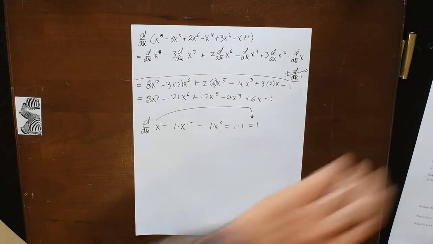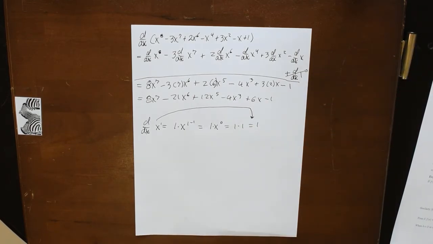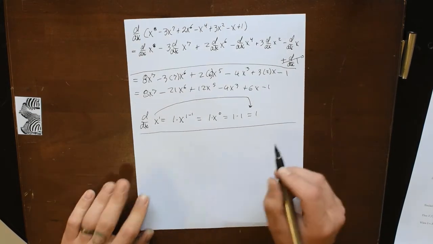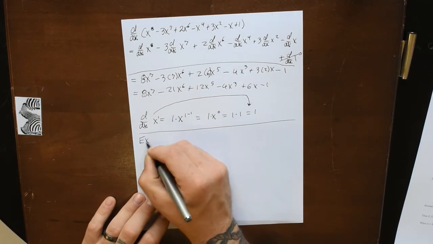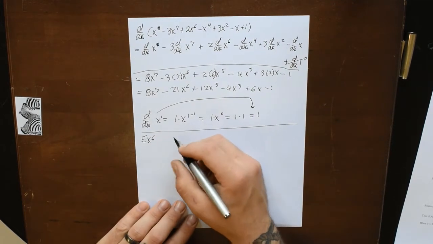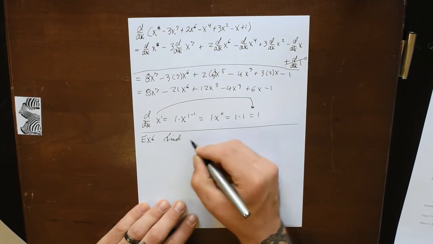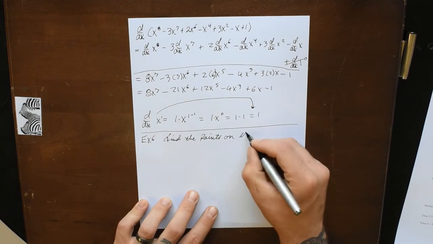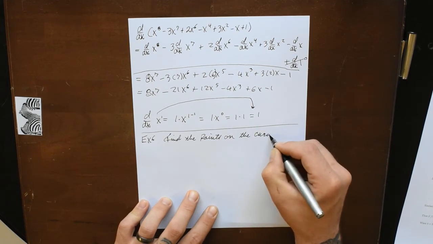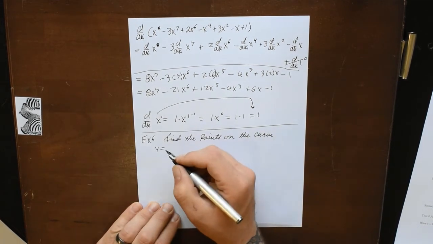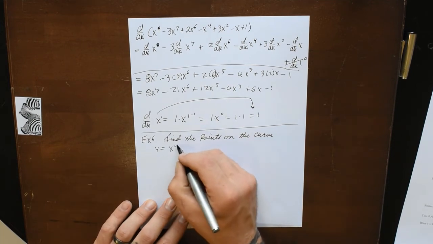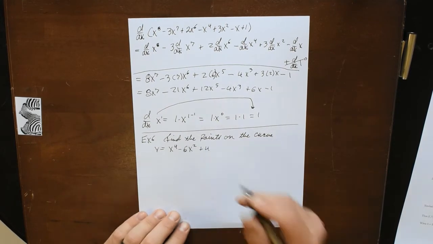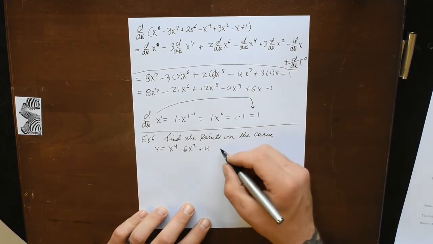So let's keep going. We've got 2 more examples before we come up with another rule. So example 6 says, find the points on the curve y is equal to x to the 4th minus 6x squared plus 4, where the tangent line is horizontal.